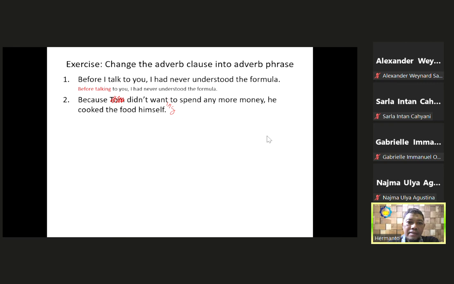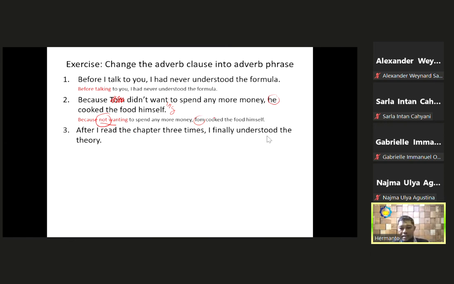So, because this is negative, didn't cannot be combined with ing, yeah. You just take not, to indicate that it's negative. Because not wanting to spend any more money, then he is replaced by the proper name, Tom. Okay, thank you, Gabriel and Alexander.